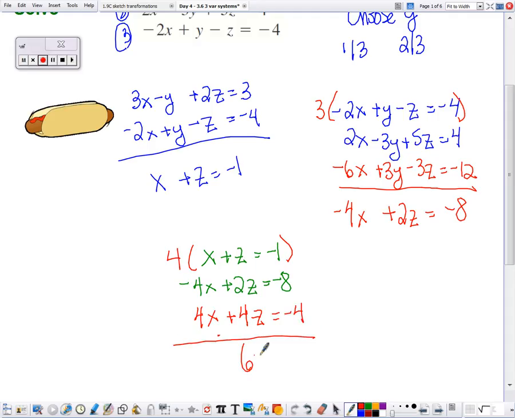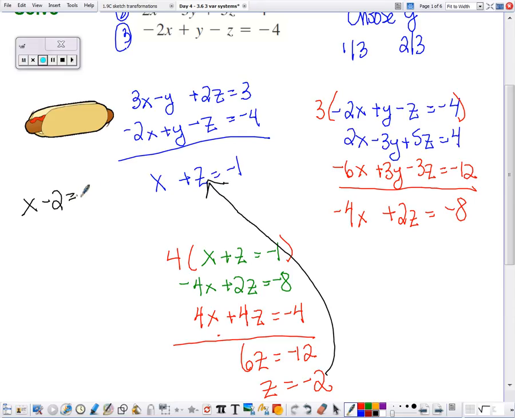We get 6z equals -12, so z is -2. Alright, that's our first answer. Now we need to take that and solve for x and y. I'm going to choose to plug back into this equation because it's no coefficient on x. So x minus 2 equals -1. So x equals 1.